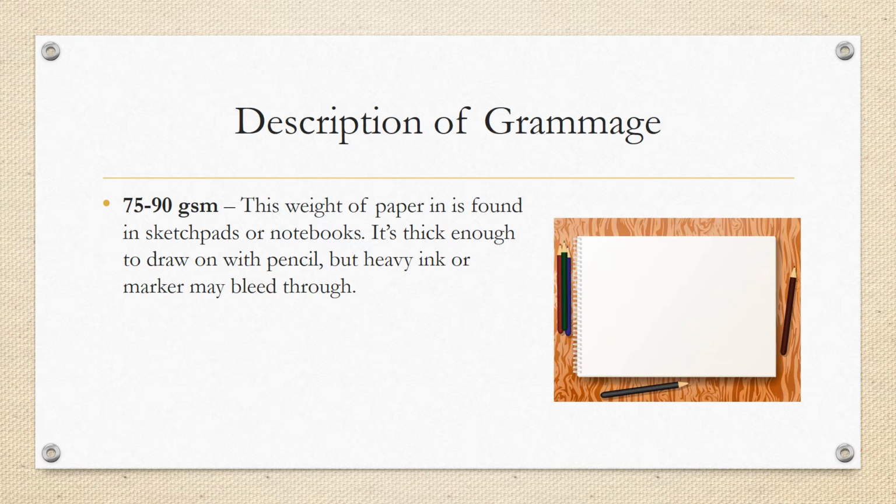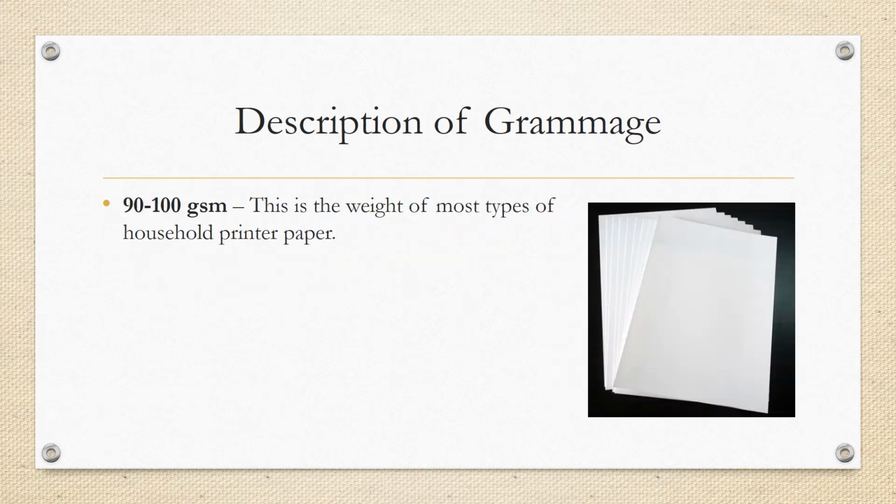But GSMs of 70 to 80 are used for printer paper, unlike in this range of GSM, which is mostly used for household printer paper. So I think this is in other countries.